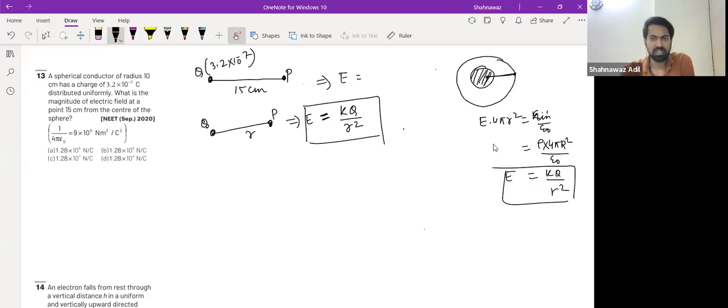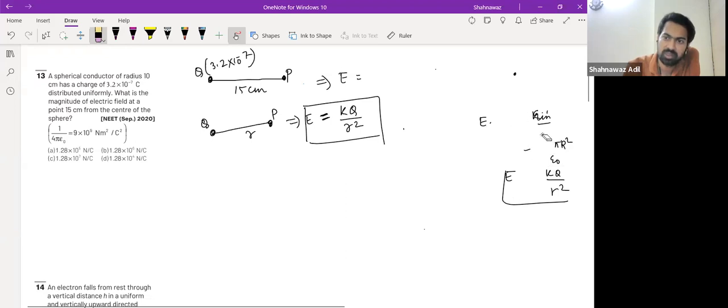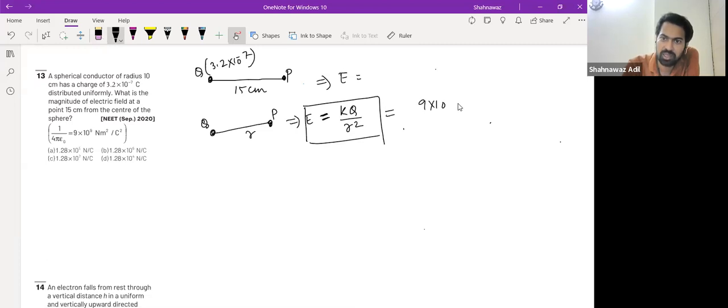But for the time being, outside of this sphere, we can just assume it to be a point charge. So the electric field of a point charge is this. How much is this? This is 9 into 10 to the power 9, and Q is 3.2 into 10 to the power minus 7, and r is 15 into 10 to the power minus 2, squared.